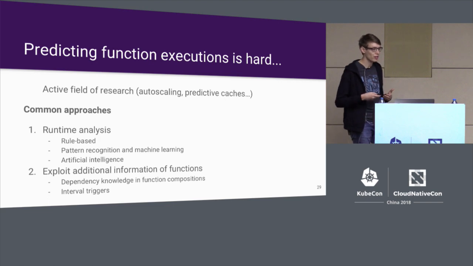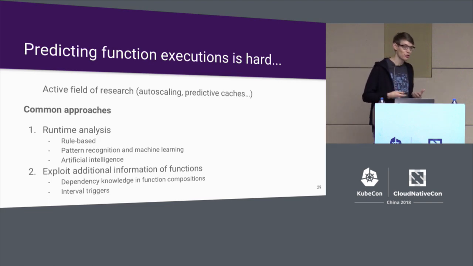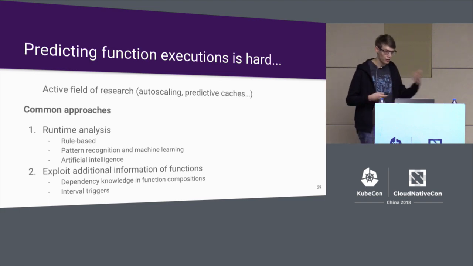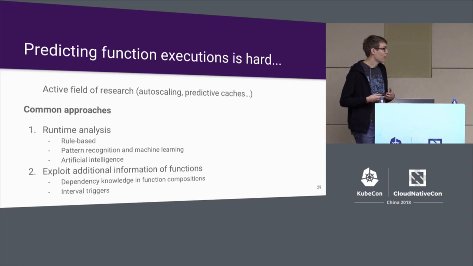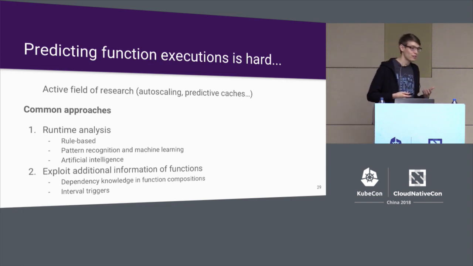So use the information that the function-as-a-service platform actually has to its benefit. If you, for example, already know that function B will be executed after function A, you can already start prewarming. Or if your user has already set up a trigger to execute your function every day, then you know when the function will be needed.